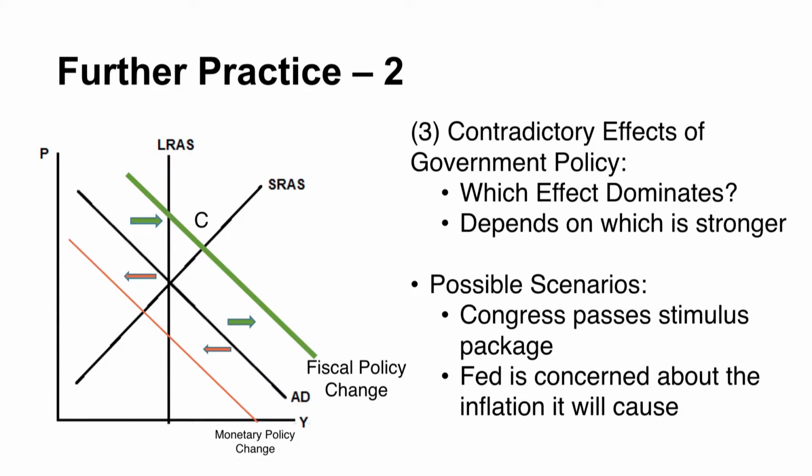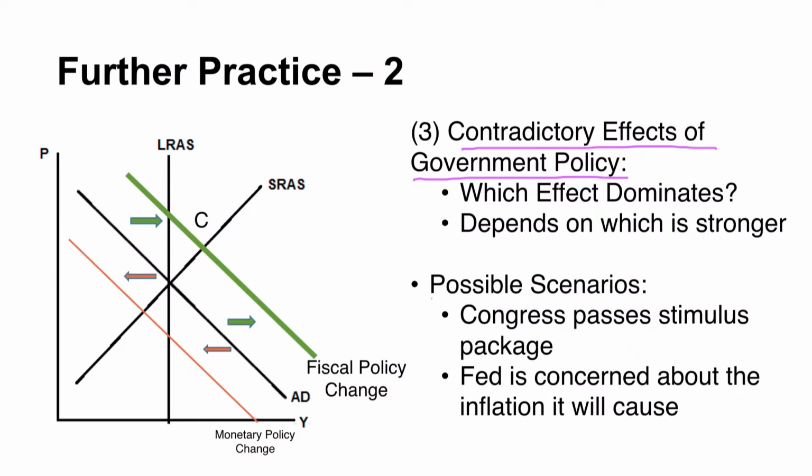What we observe if these two policies happen simultaneously is that we have contradictory effects of government policy. So which effect is going to dominate? That's going to depend on which one of them is stronger. So is the change in interest rates coming from monetary policy influencing investment spending greater than the impact of the change in government spending and its influence on the aggregate demand? So it depends on the scenario and it depends on the economy. In this scenario, if we have contractionary monetary policy but expansionary fiscal policy, we don't really know what the influence will be on the economy. It's going to depend on which effect is stronger.